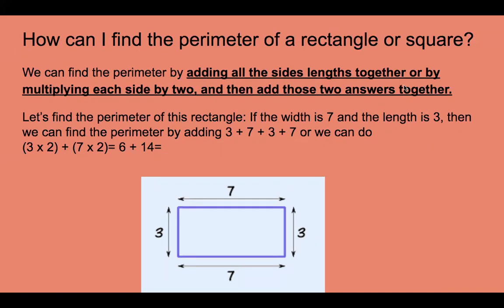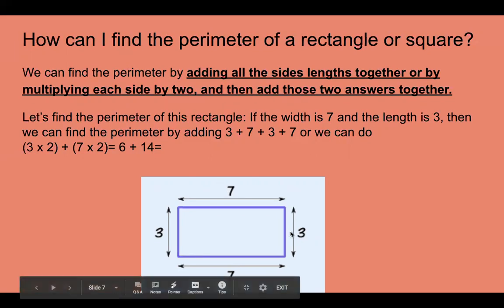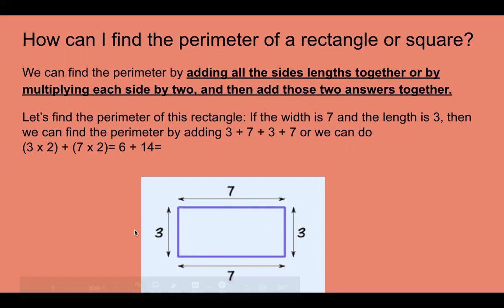Another strategy, if you want to use multiplication, it might be a little bit easier and quicker for some of you, would be to multiply each side by 2 and then add those two answers together. So I could do 7 times 2 and 3 times 2 and add them together. See how there's 2 7s and 2 3s? It's the same as doubling it or multiplying by 2.